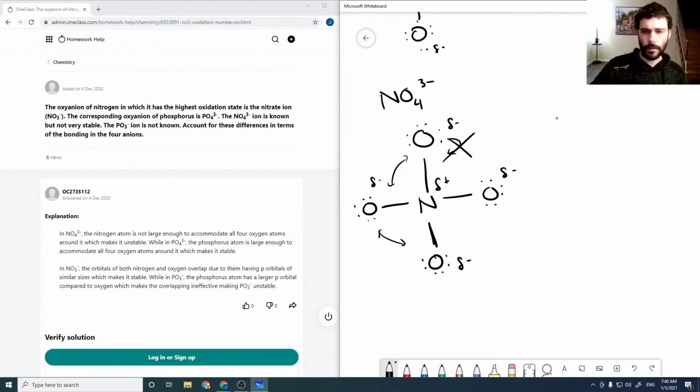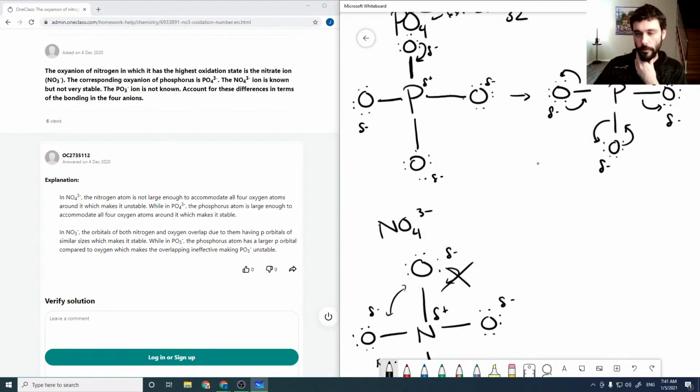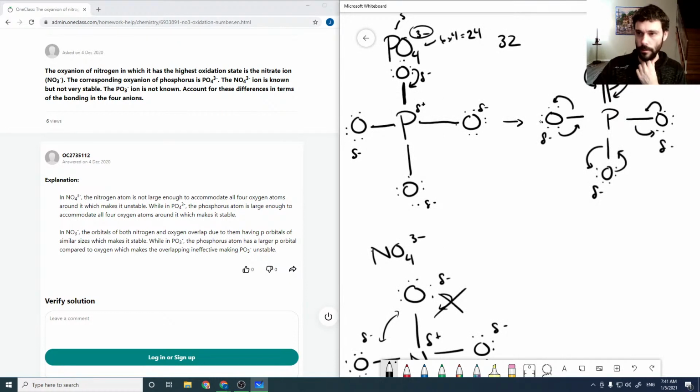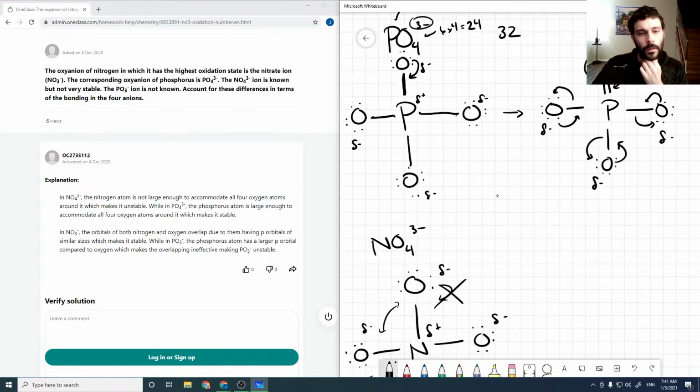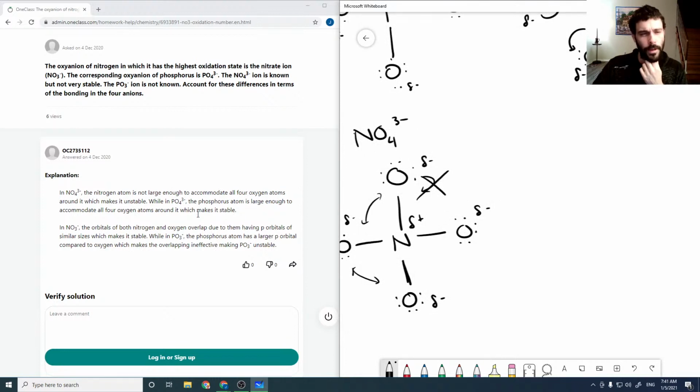So now if we look at the solution, the nitrogen is not large enough to accommodate all 4 oxygen atoms, so that's essentially what we are saying here. So in PO4 3 minus, we can form favorable overlap between 4 oxygen atoms, or there is a way to do it, and allows for some stability.